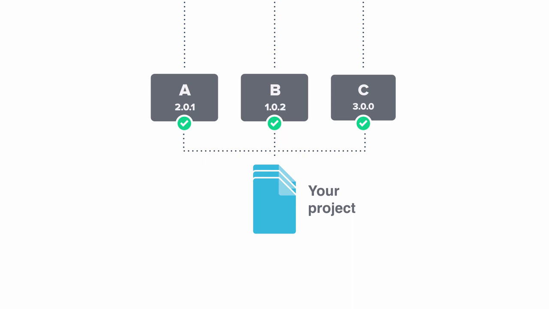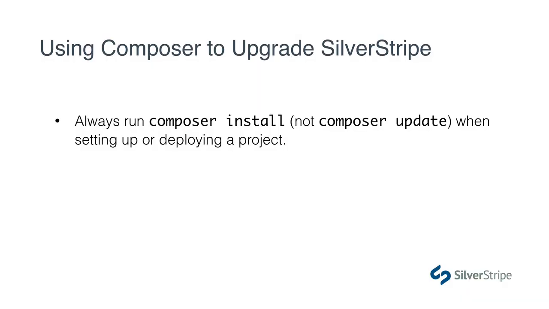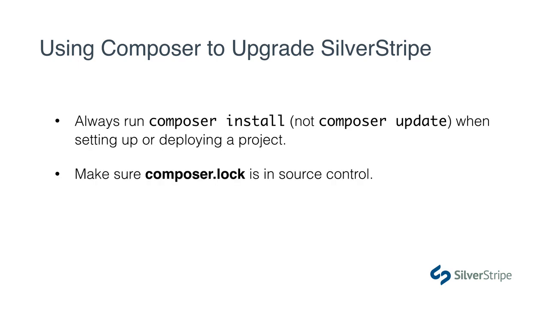So there are a few critical things to know when you're running a project with Composer. And one is always run composer install and not composer update when setting up or deploying a project. Composer install is going to get all the releases of the packages that are currently running on the project. You also want to make sure that composer.lock is in source control. Ideally, the composer.json is as well, but it's very, very important that composer.lock is, because that is going to let the people who are installing the project get all the required dependencies at the correct versions.